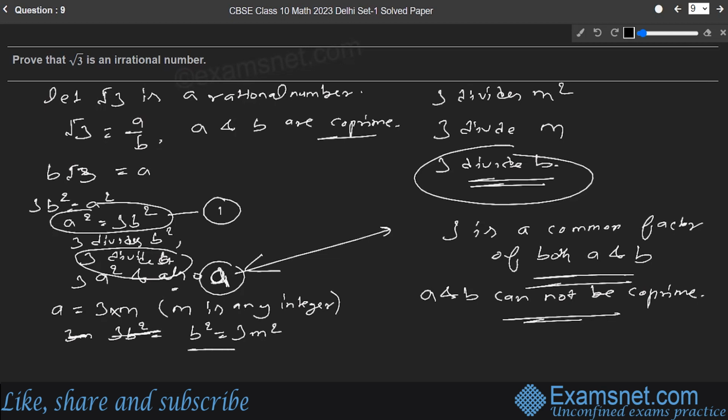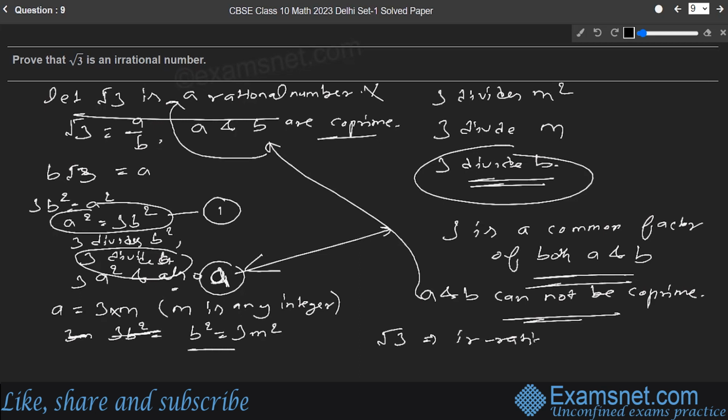A and b are not co-prime numbers, so on the basis of that we had assumed that root 3 is a rational number, and if that basis has been proven wrong, obviously our theory is also wrong, that root 3 is a rational number is wrong. So obviously the other result is root 3 is nothing but an irrational number. So that is going to be the proof of it.